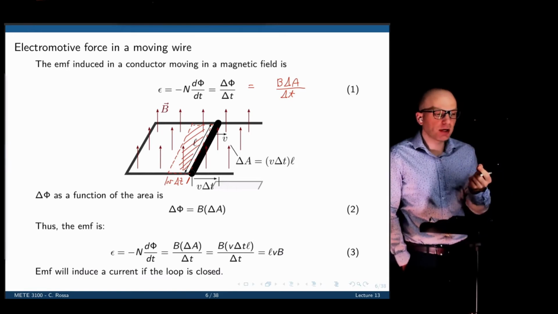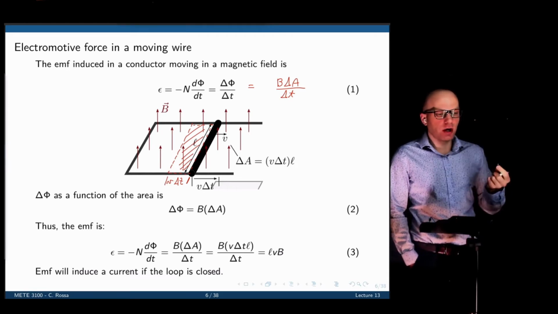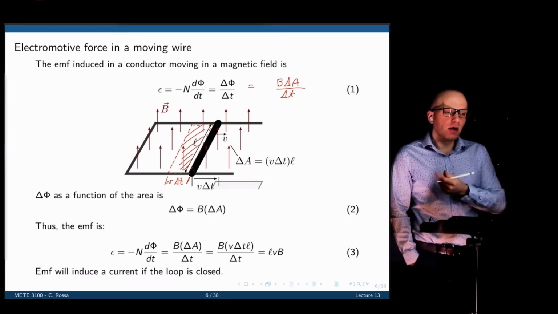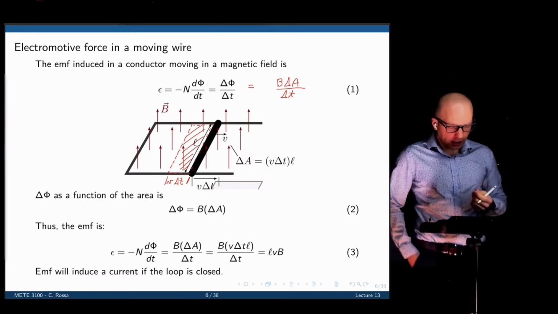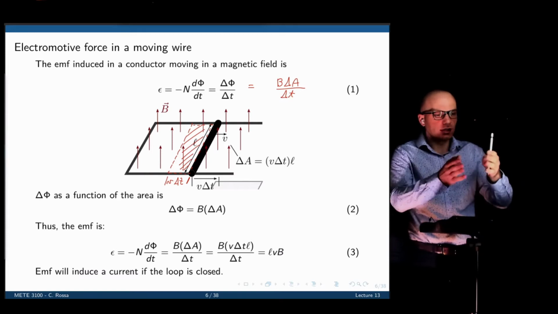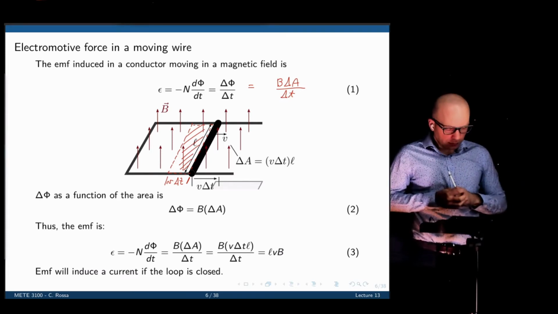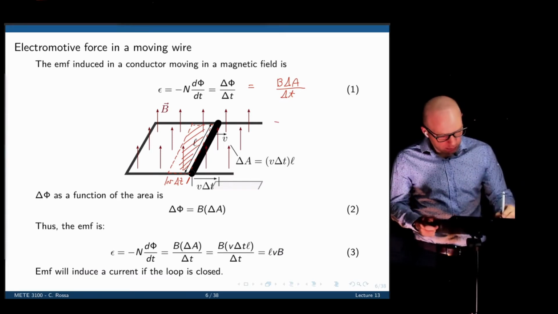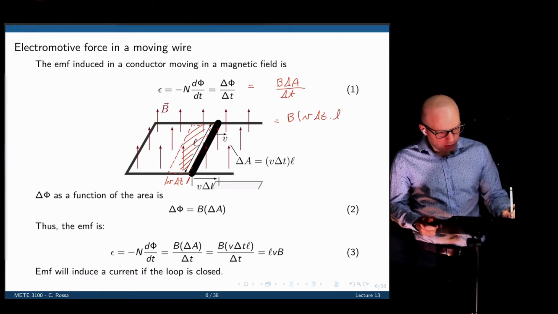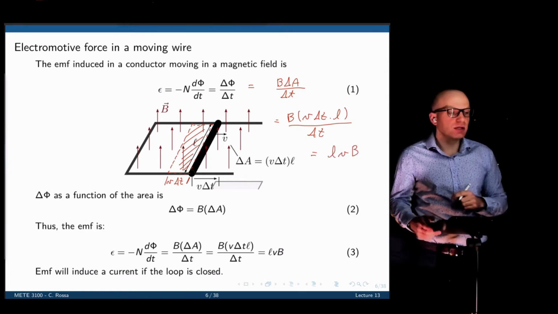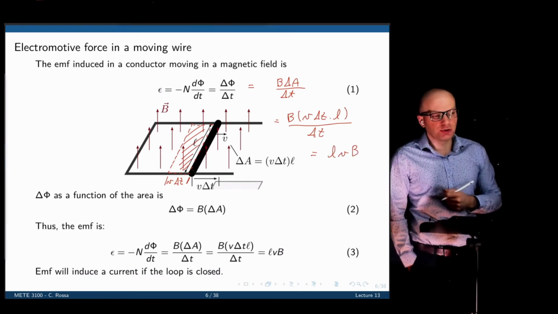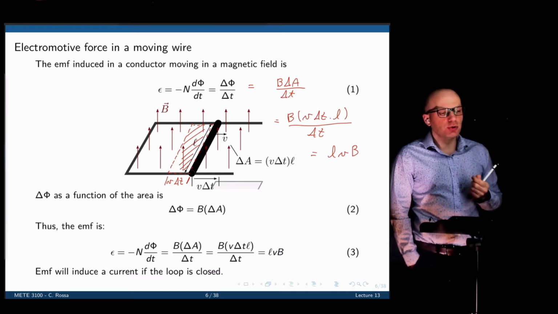In that period of time, the speed of the wire times the time it takes to travel gives a displacement. If you now multiply that by the length of the wire, it gives us the red area. So this gives now B times v delta T times the length of the wire, all divided by delta T, which results in L v times B. This is the scalar version of this equation. This is the magnitude of the induced EMF.